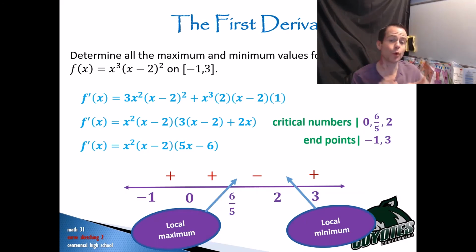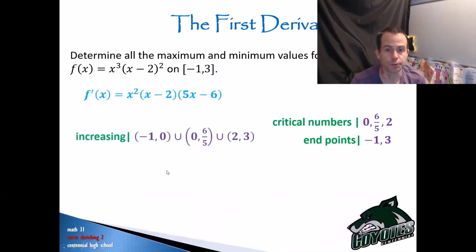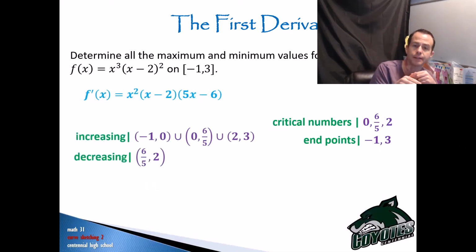So we also want to state where this function is increasing and where this function is decreasing, okay? So I want you to notice I am increasing from -1 to 0, and from 0 to 6 over 5, and from 2 to 3. Okay, so that'll be like 3 different sections in union with each other. And then I'm decreasing from 6 over 5 to 2. So I'm increasing from -1 to 0 in union with 0 to 6 over 5 in union with 2 to 3. Then I'm decreasing from 6 over 5 to 2.